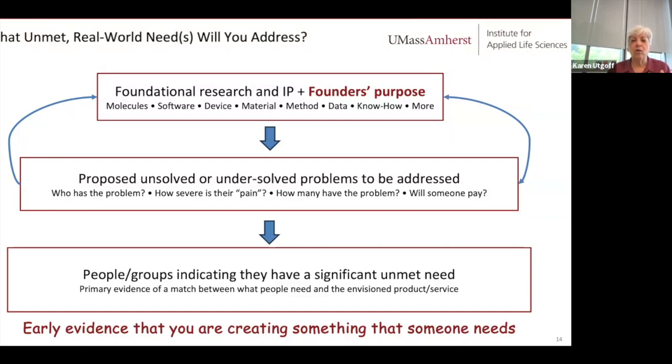So if you have early evidence that someone wants or needs what you're creating, add it into your proposal. If you are thinking that you are going to do a local I-Core program or a national I-Core program, add that into your commercialization and impact plan. This is a great opportunity to really get in touch with the people who need what you can do.